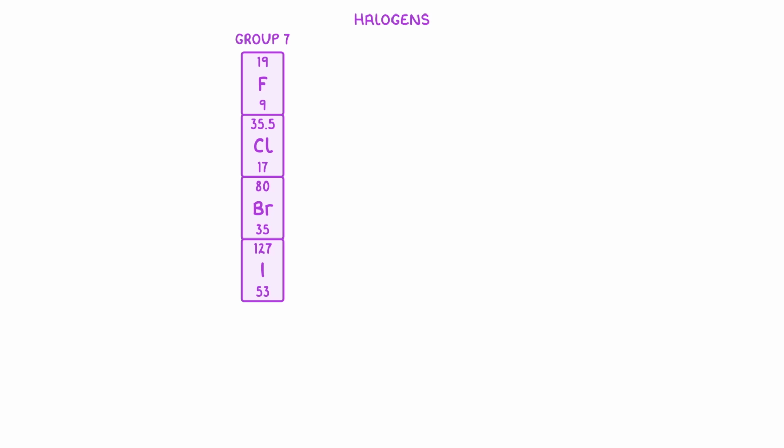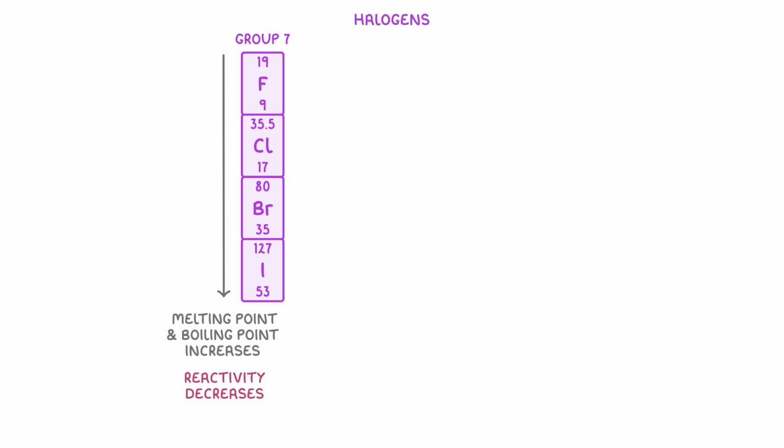Just like the group 1 elements, group 7 also has trends as you go down the group, but they're the opposite way around. So for halogens, the melting points and boiling points increase as you go down the group, and the reactivity decreases. This decrease in reactivity is because as you go down the group, the outermost shell gets further and further away from the positive nucleus.